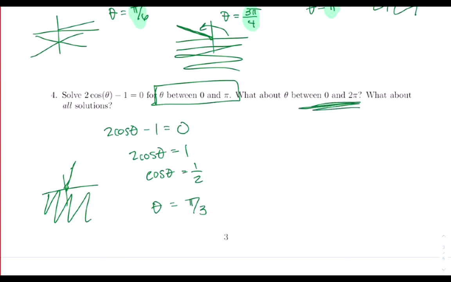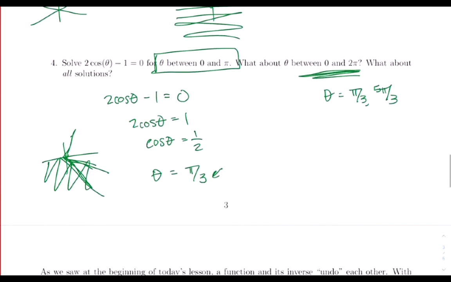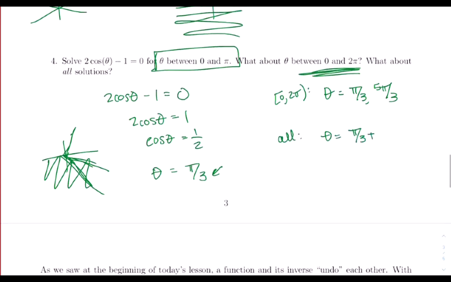Okay, this asks between 0 and 2 pi. This is the answer between 0 and pi. For 0 to 2 pi, we would pick up the other time that cosine is positive, which is down here. So this would be theta equals pi over 3 and 5 pi over 3. All solutions would be those plus, let me see if I can write this better, this and all coterminal angles. And we'll talk more about how to write that soon.